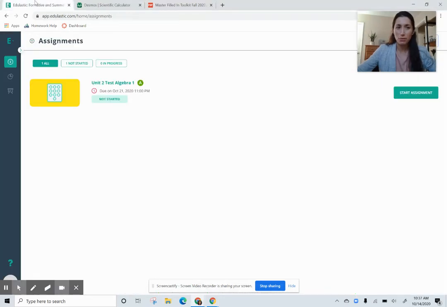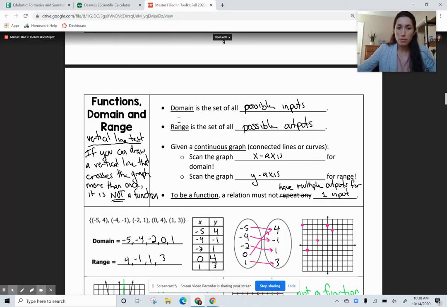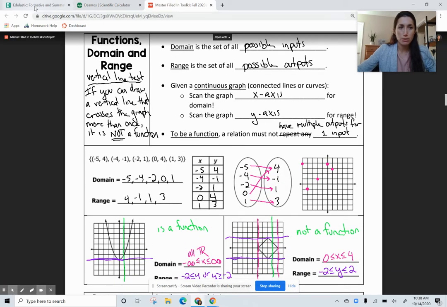I'm going to be going over the Unit 2 Algebra 1 test. I'm taking it as if I'm a student. I have a few things open. I have my Desmos scientific calculator, or next to me, you could have your regular scientific calculator, and I also have my toolkit that's filled in next to me. So these are my things that I'm using during the test.